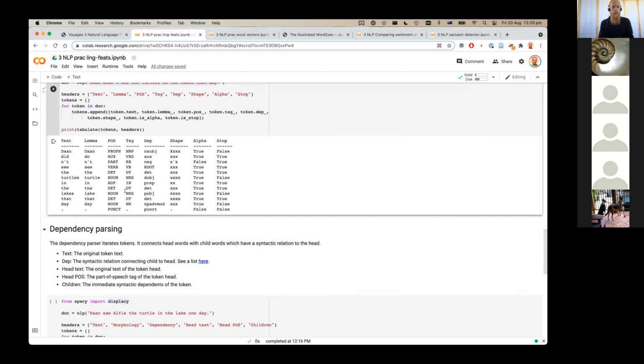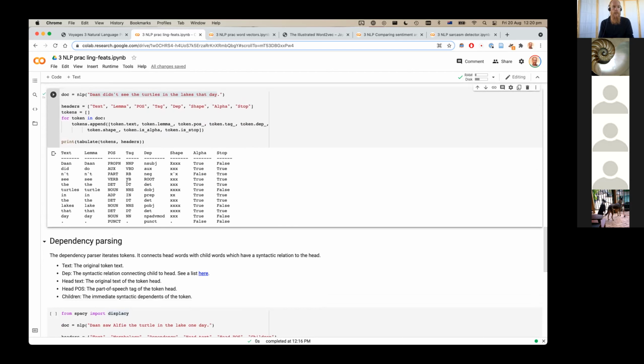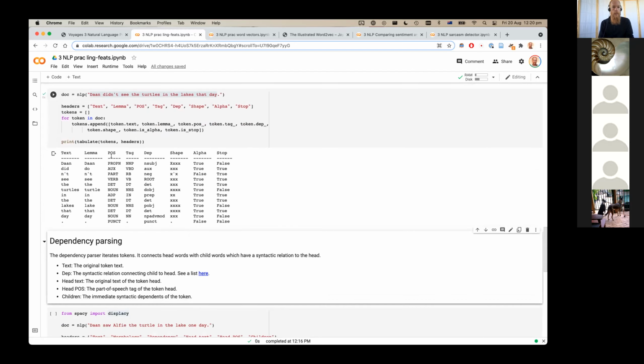Okay, so that should be fairly straightforward. How has everyone been able to generate that table? Any questions about these forms?